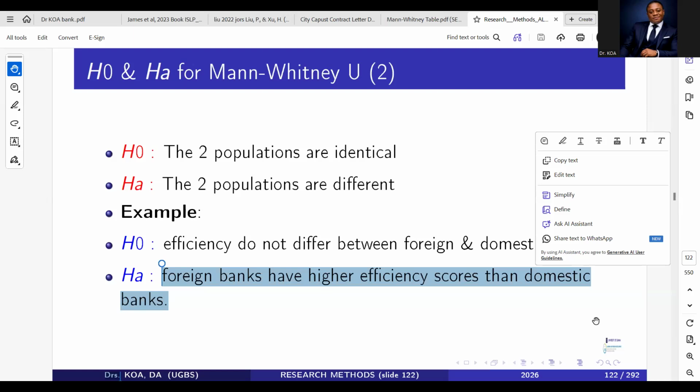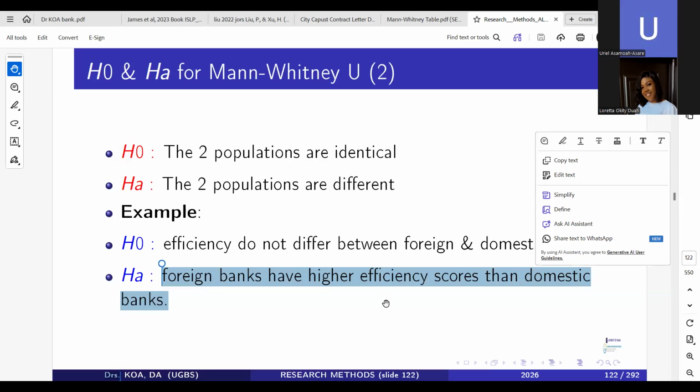Who can guess that? Its null hypothesis should rather have been what? Uriel. That foreign banks have efficiency scores less than or equal to domestic banks. You think in normal English people will be using words like that? You have the idea, but you are using too much mathematics or statistics in your voice, which makes it difficult for anybody to technically understand.